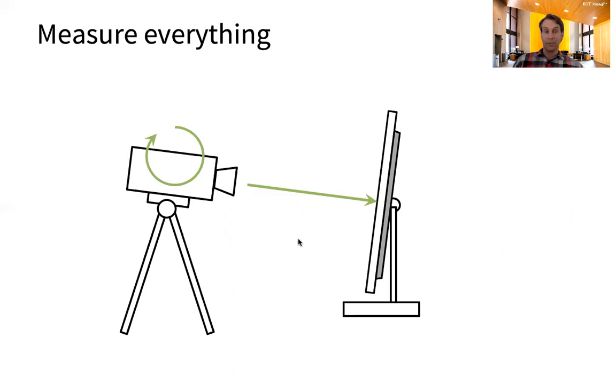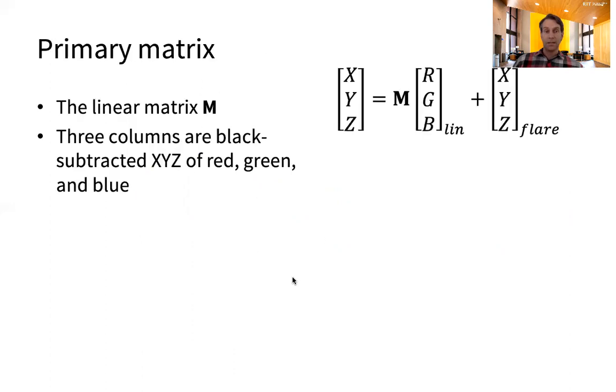Next, build the model. Let's get into some details, starting with the primary matrix. The linear matrix M has 3 columns, populated with the XYZ measurements of each primary, with the black level subtracted. In fact, I should have mentioned that first. Pretty much the very first step in all of this is to find the XYZ of measured black and subtract that vector from each of the other measured XYZ vectors you'll use in the model building.